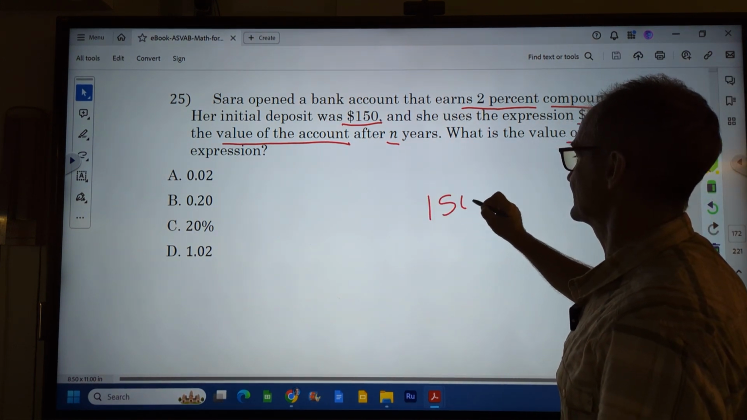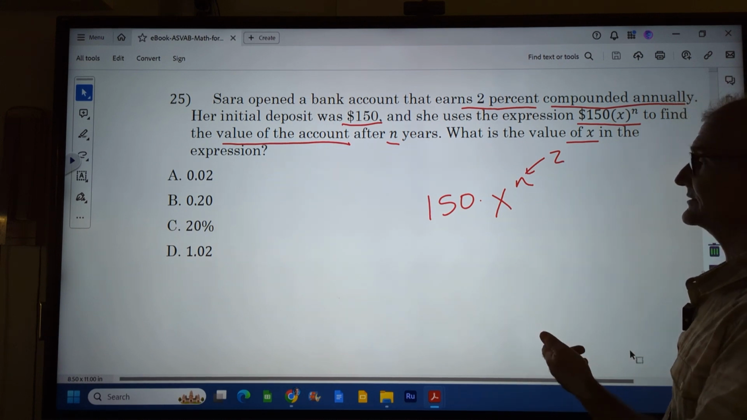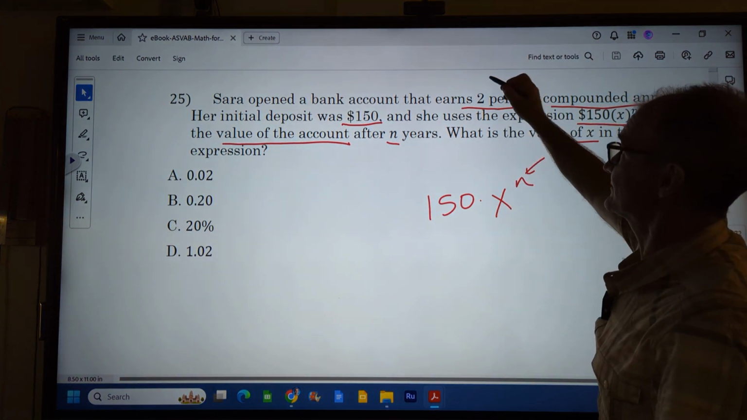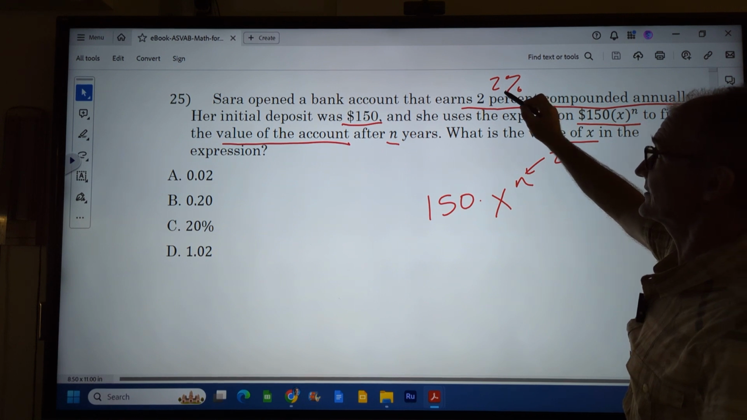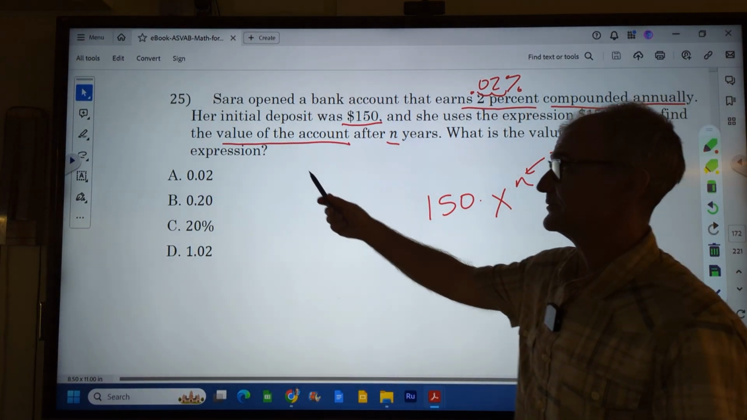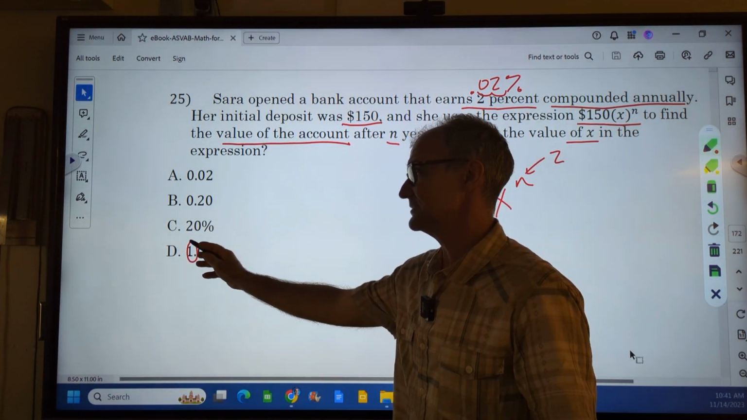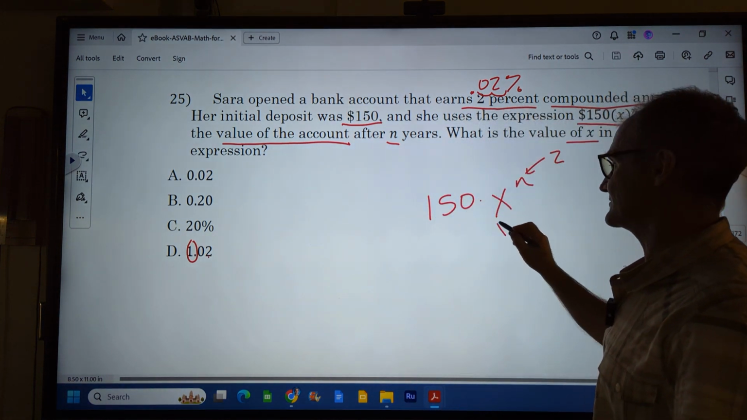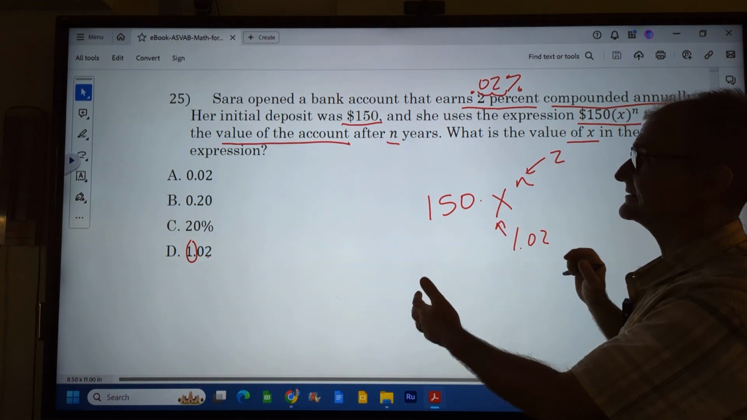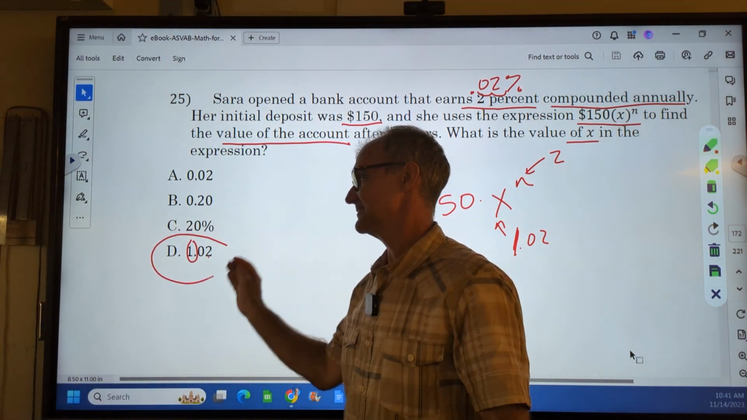So I have 150 times x to the power of n, and n we know is going to be the number of years, and that's going to be 2. The key here is that I want the value of the account, and I have 2% here, right? 2%. If I convert that to a decimal, I go over 1, 2, and I get 0.02. That's kind of a distractor right there, 0.02. But I want the value of the account after n years. So it's not the 2% interest. It is the whole amount plus the 2% interest. So the value of x right here is 1.02. That's going to give you the total amount of money she's going to have in the bank, compounded annually. And the key is that I include the initial principal amount with that 1. Correct answer, answer D right there.